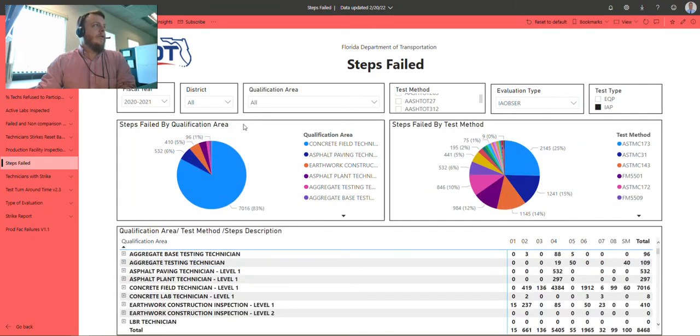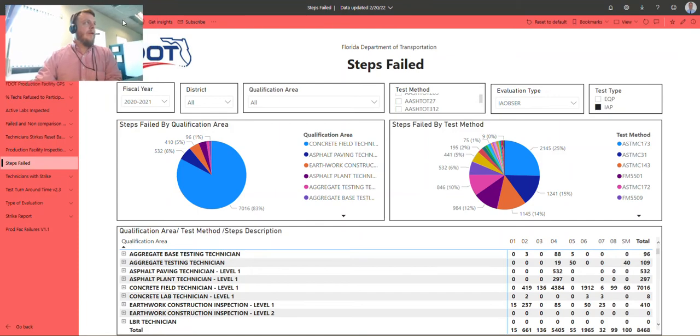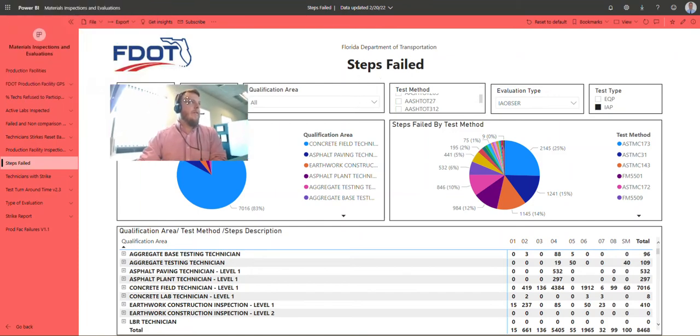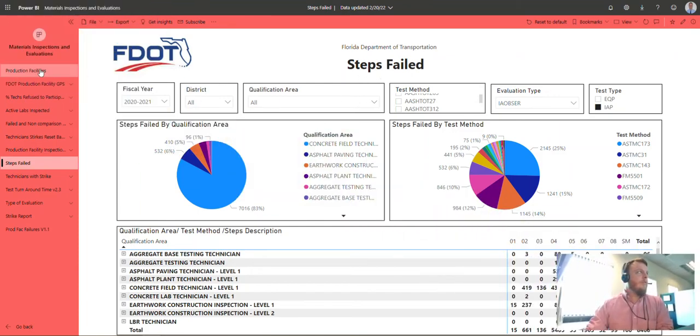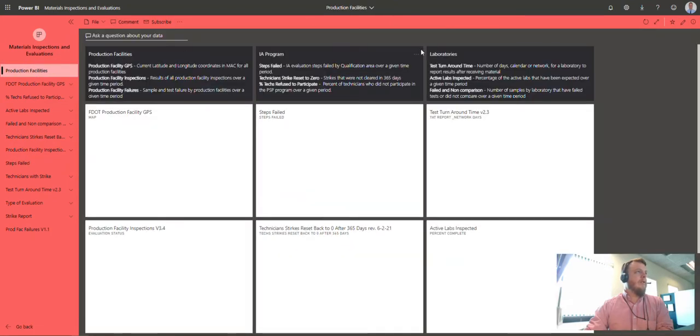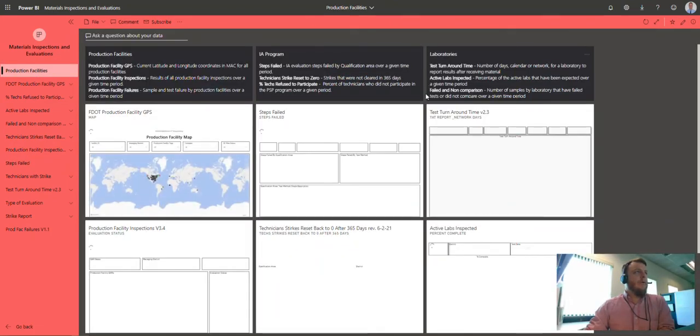So again, this is good for our inspectors in the field to know where to focus when they go do those evaluations. We can see where folks are having issues. We'll go back out, click on production facilities, move on to our next report.